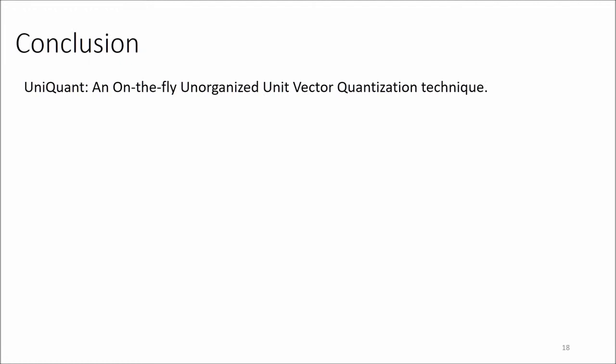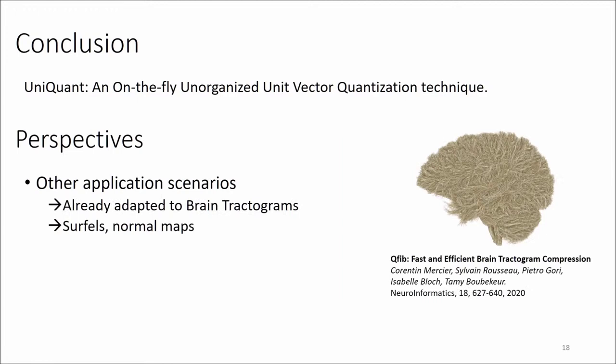In this paper, we introduced a new method to compress on-the-fly sets of unorganized unique vectors. In the future, it will be interesting to study new application scenarios. We already studied one and introduced an adaptation of Unicant to medical data by adapting Unicant to brain tractograms. Brain tractograms are data that represent the architecture of the human brain and more specifically the connectome. This adaptation is able to compress tractograms that weigh tens of gigabytes in a few seconds, dividing their size by 10, with an error way under the precision of the MRI that is used to acquire them.